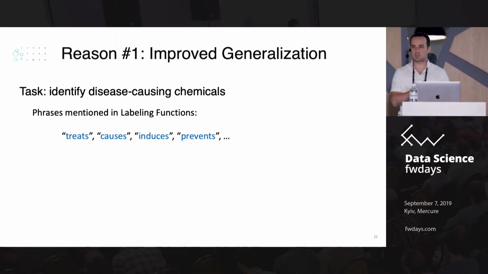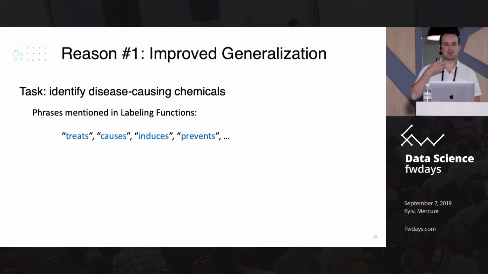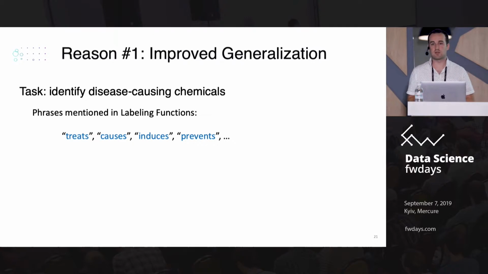So to give a concrete example of this, in one of our papers, we were trying to identify mentions of chemicals causing diseases. And so some of the keywords, the clues that we were looking for, based on our labeling functions, was the presence of a word like treat or cause or induce. And all this makes sense to us as a human.